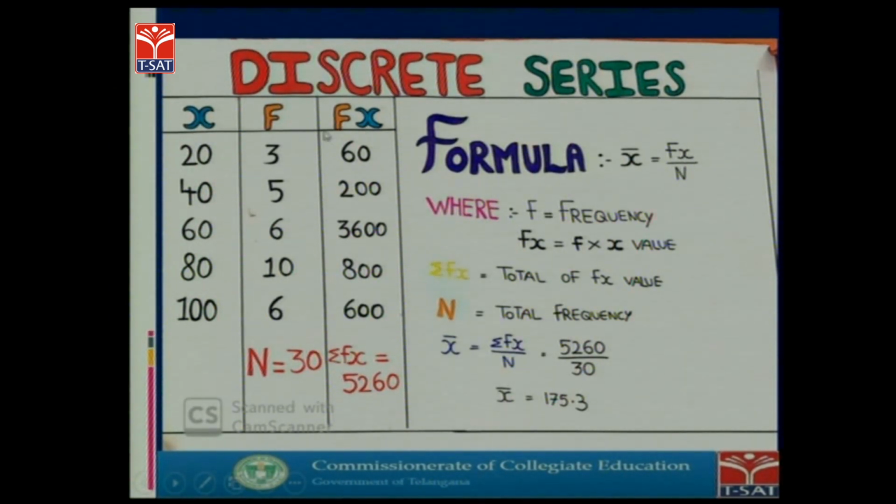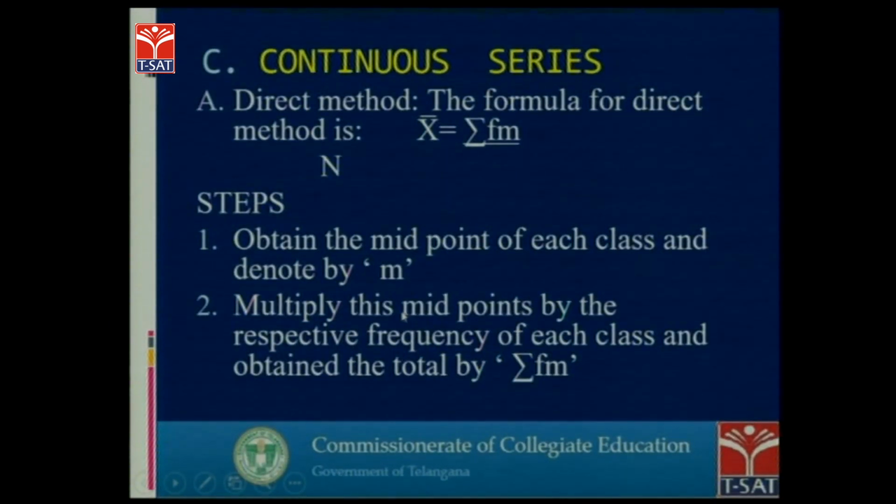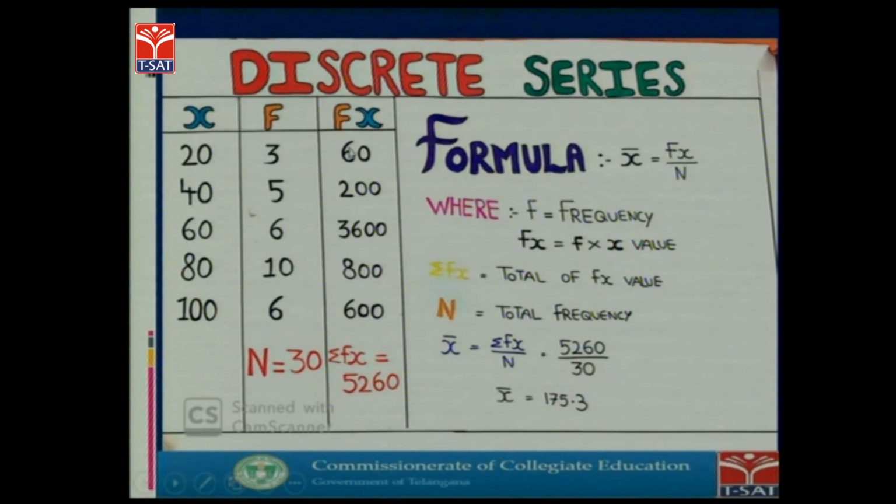Now fx is nothing but frequency into x value. That will give 20 into 3 is equal to 60, 40 into 5 is equal to 200, 60 into 6 is equal to 3600, 80 into 10 is equal to 800, 100 into 6 is equal to 600. So we have to add up all these values. We will get sigma fx is equal to 5260.